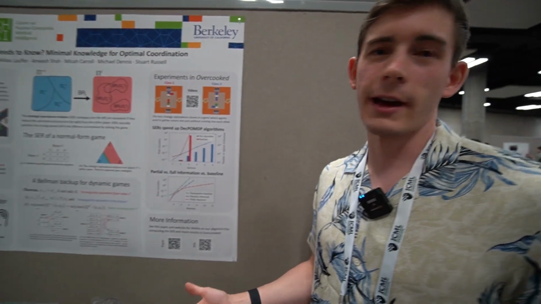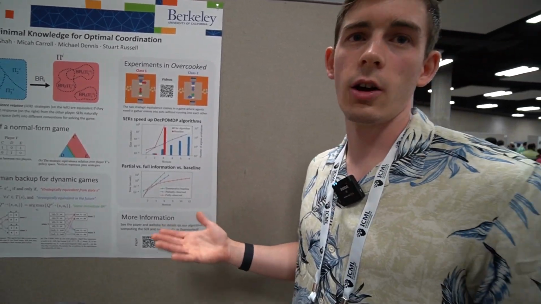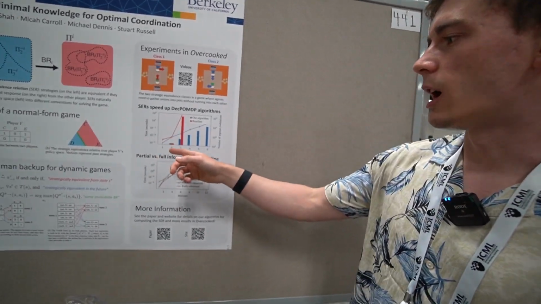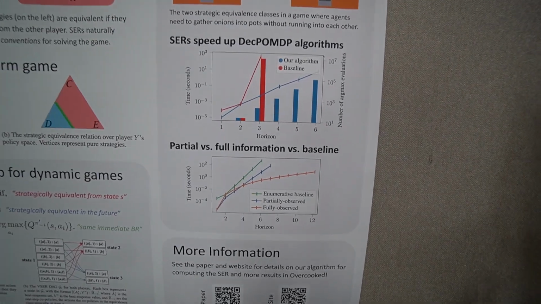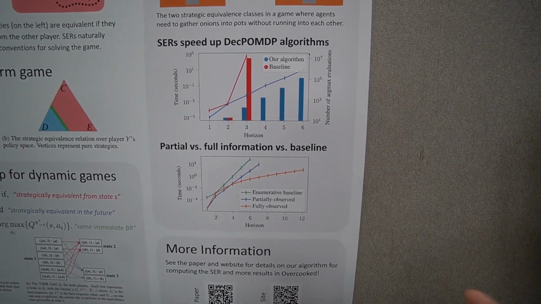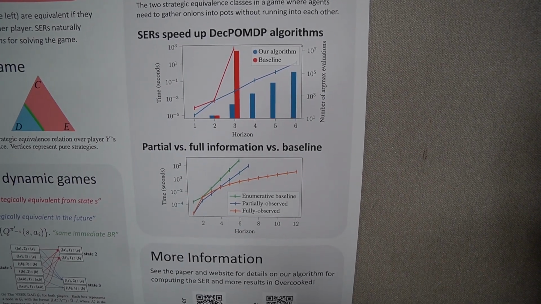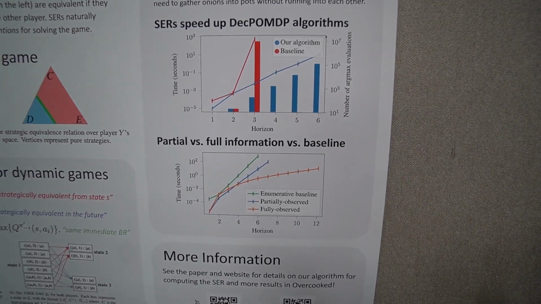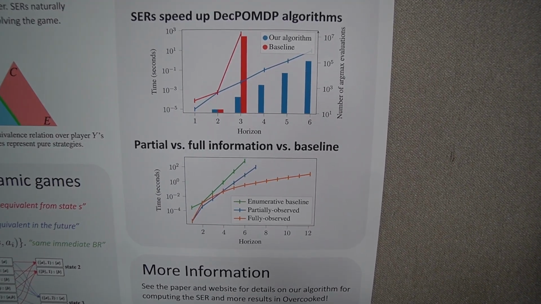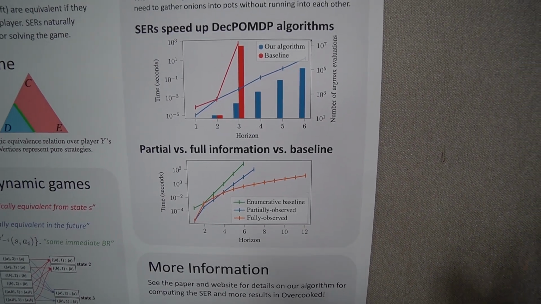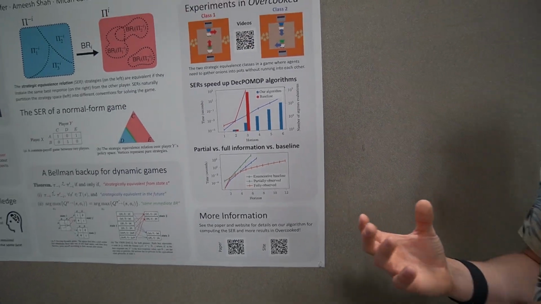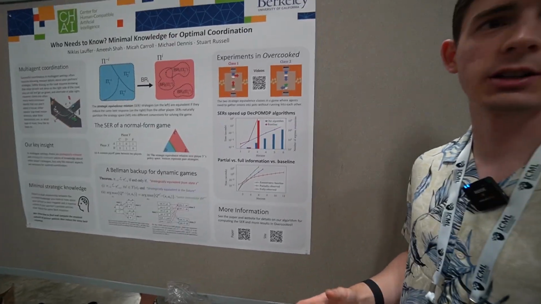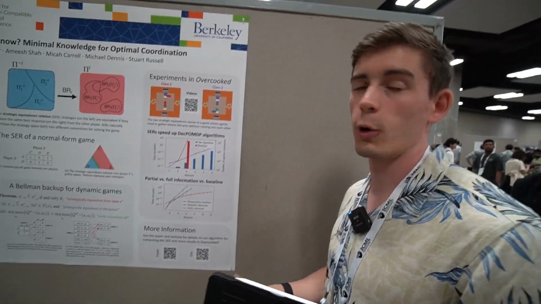And almost as a side effect, we sped up the state-of-the-art algorithm for computing optimal policies in DecPOMDPs. So we took the state-of-the-art algorithm for computing optimal policies in DecPOMDPs, and we essentially just put strategic equivalence relations on top of them. And the reason we got such a dramatic speed up is because we were able to group strategies that induce the same best response into one single object, meaning that we were able to operate over a much lower dimensional object of the strategic equivalence relation rather than the full strategy space.